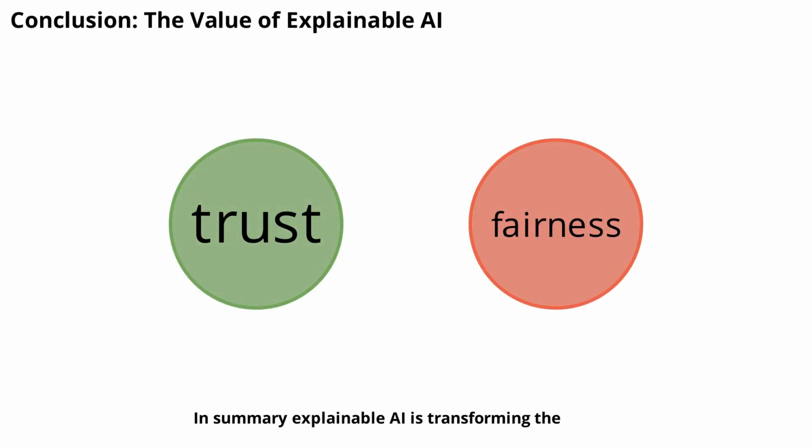In summary, explainable AI is transforming the way we interact with intelligent systems. By making AI decisions transparent and understandable, we build trust, ensure fairness, and unlock new possibilities across industries. As AI continues to evolve, explainability will remain a cornerstone of responsible and effective technology.